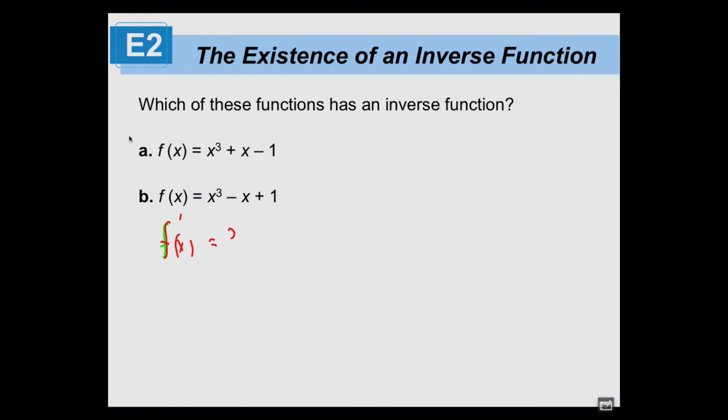f prime of x is 3x squared minus 1. What can you tell me about that? Is it strictly monotonic? No, because it can be positive or negative, which means it's going to have increasing and decreasing portions, as opposed to this, which was 3x squared plus 1, always positive, therefore strictly monotonic. So since f prime in part B is not strictly monotonic, then it doesn't have an inverse function. Does that help, Tiana? Yeah.